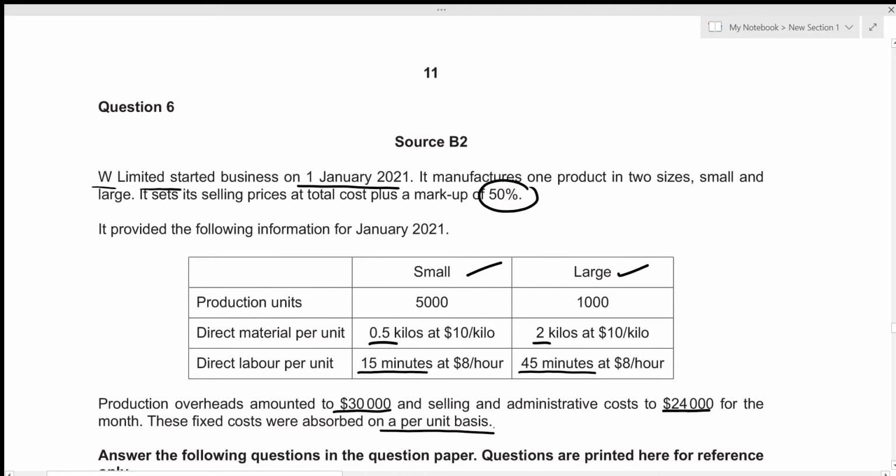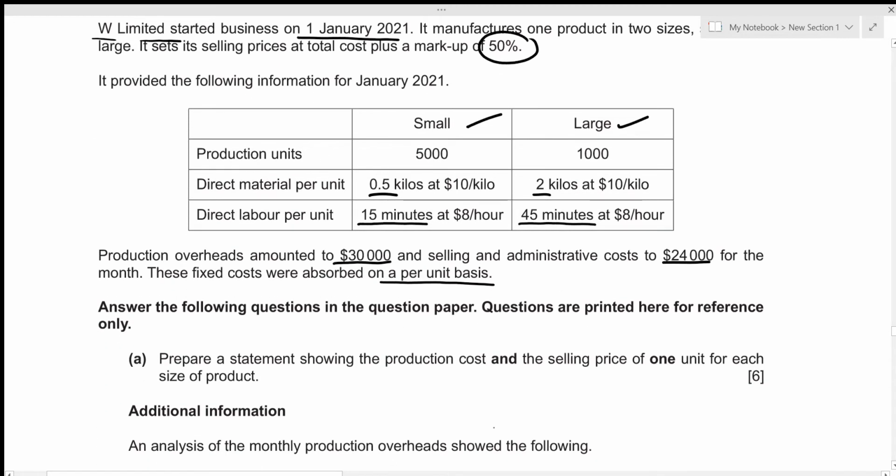Alright, let's have a look at the first question. We need to prepare a statement showing the production cost and the selling price of 1 unit for each size of the product. Okay, let's first figure out the direct material cost per unit for small and large sizes and the direct labor per unit cost for the same. So let's have a look at the small size. The direct material per unit required is 0.5 kilos at the rate of $10 per kilo, which means that the direct material per unit for small is just going to be 0.5 times 10, which is going to be $5.